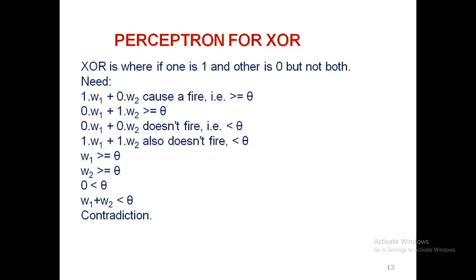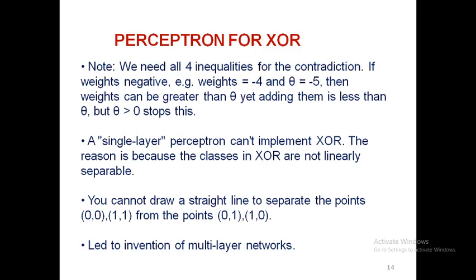But what about that third equation? Theta should be greater than 0, right? In that case it will not satisfy. Because to satisfy that last equation W1 plus W2 should be less than theta, obviously we need to go for either negative values or one positive, one negative value. If we take any value of weights and threshold, all the four equations do not satisfy. That's why this is a contradiction and we cannot go with the single layer perceptron.